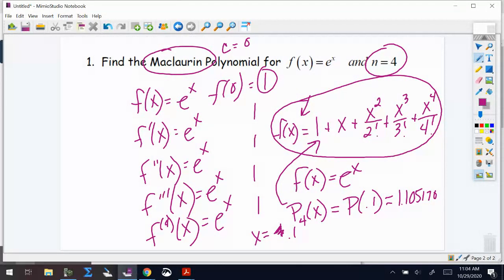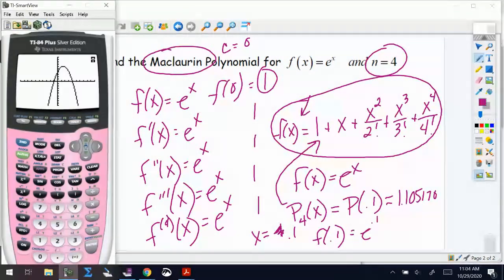If I want to see what happens with my original function at 0.1, so my e to the x, e at 0.1, if you go to your calculator, e to the 0.1 power, is 1.105170, and so on. It's almost identical. So that's what this polynomial is doing.